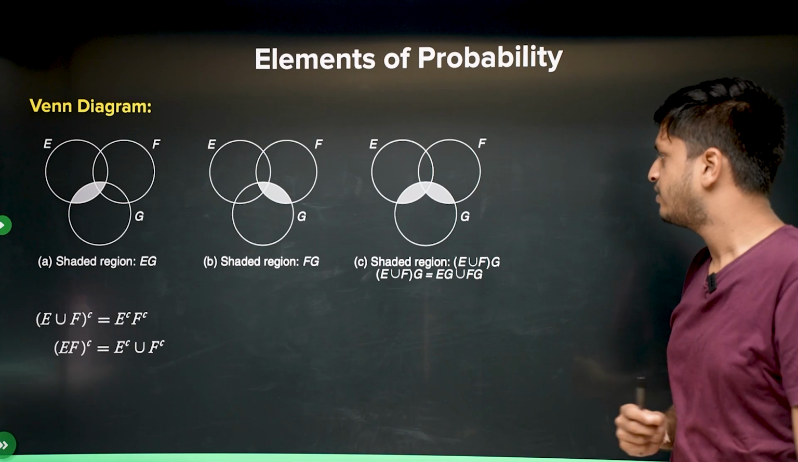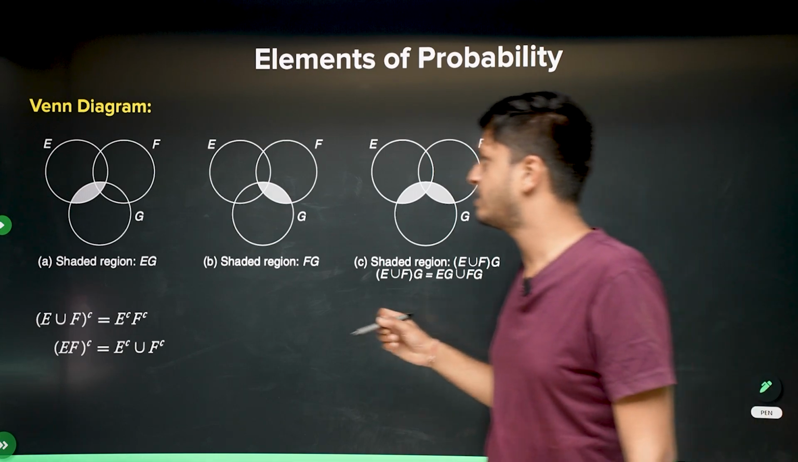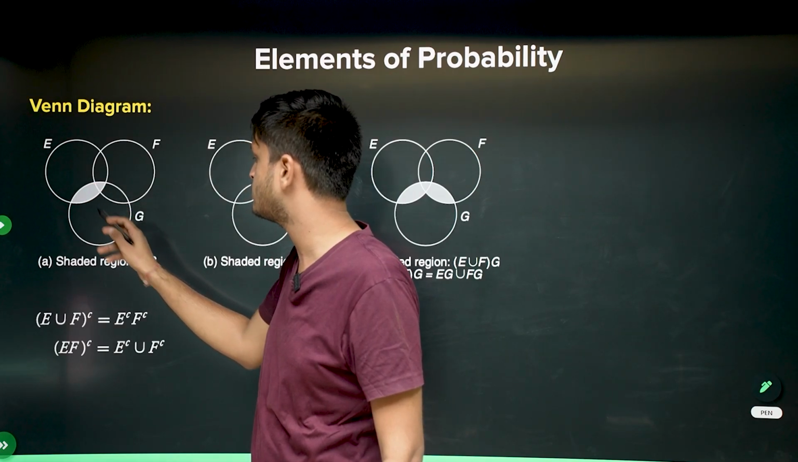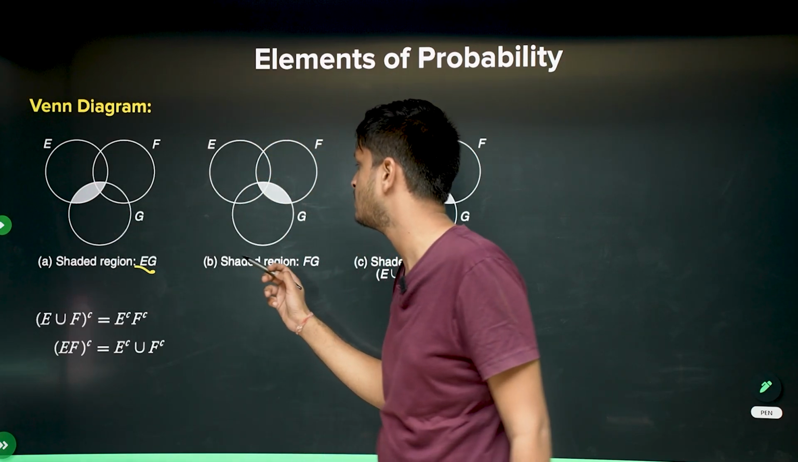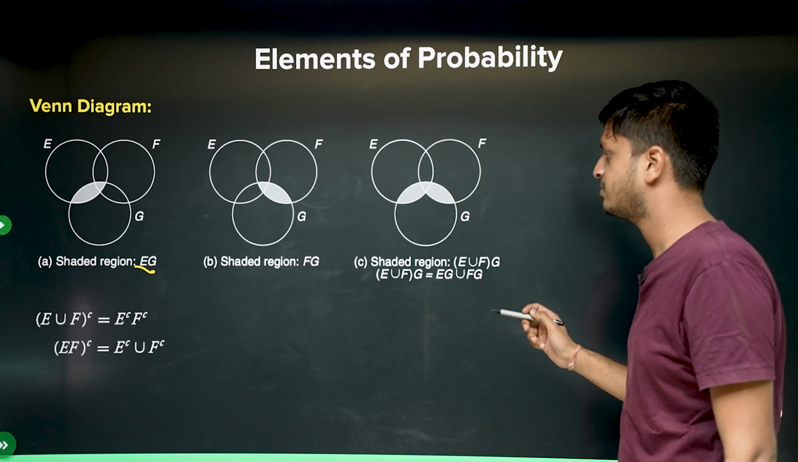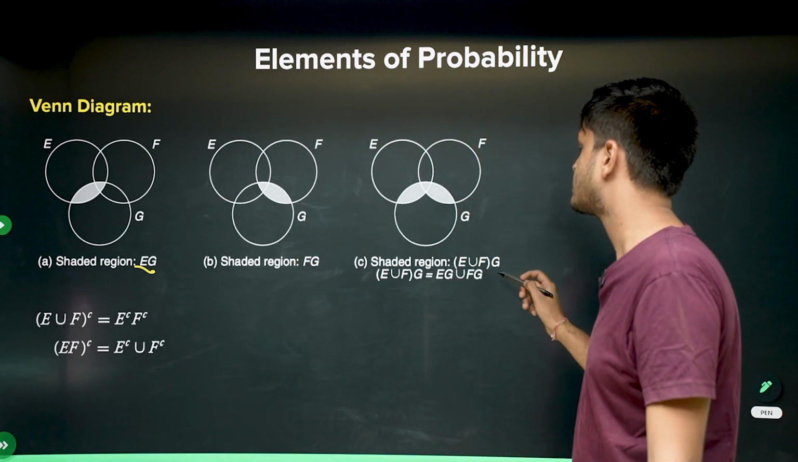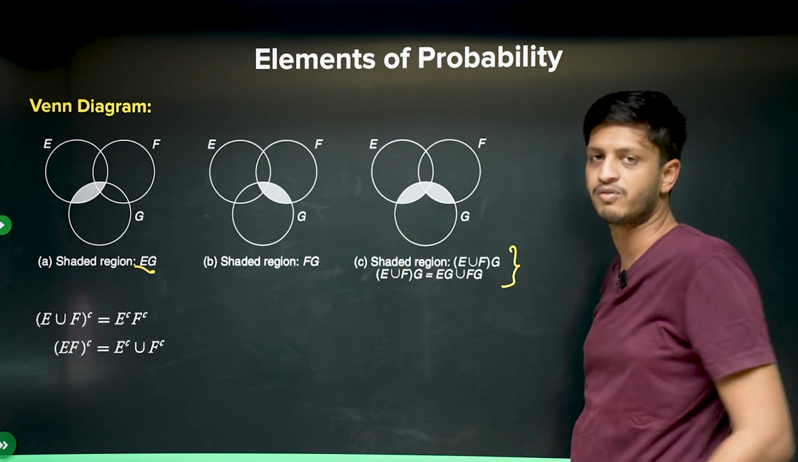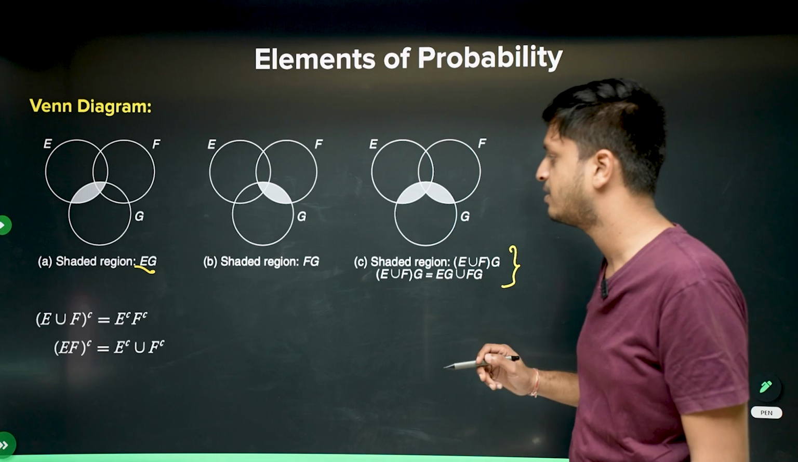Now we have a few more Venn diagrams. Here we have Venn diagrams of 3 sets. The shaded region here is common in E and G, so it is EG or E intersection G. Here the shaded region is F intersection G. So it's like proving the same theorem, the distributive law which we saw. It's drawing the same diagram.